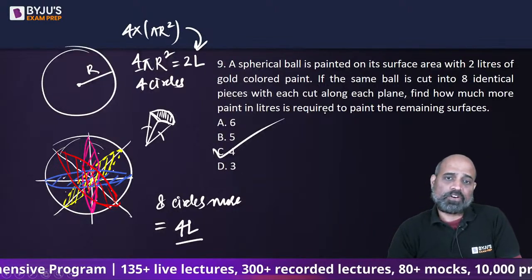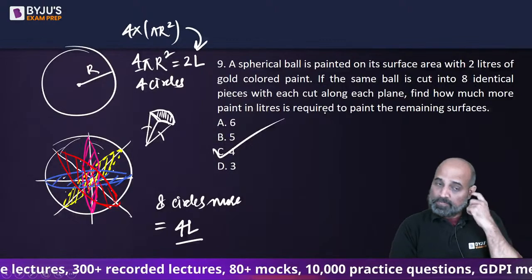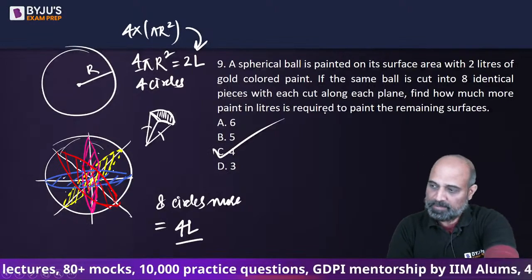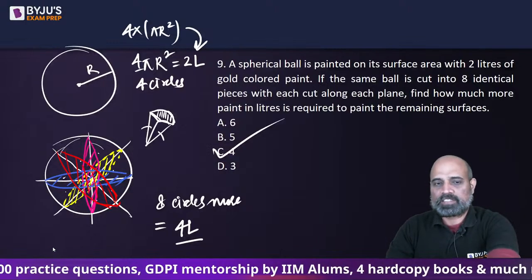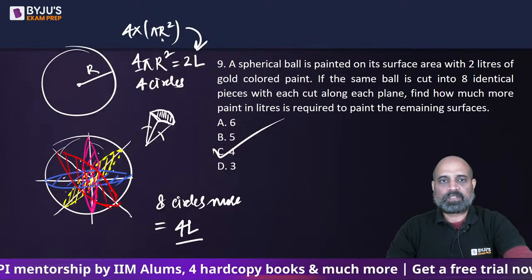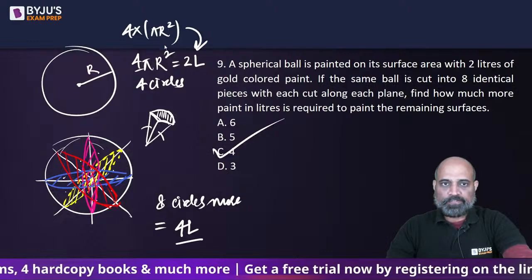Cut it along each plane. We need 8 identical pieces, right? For 8 identical, I'll have to cut it 3 times. No, I'll have to cut it 4 times. I'll have to cut it 4 times, not 3 times. So we will need 4.